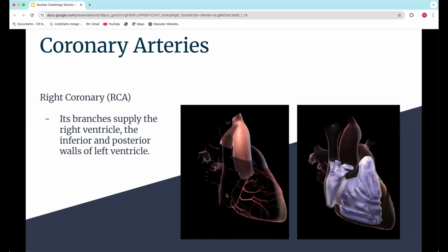And then that last one is RCA. Again, its branches supply the right ventricle, the inferior and posterior walls of the left ventricle. So again, not really concerned with that right ventricle. When we think RCA, we're thinking inferior and posterior walls of the left ventricle.